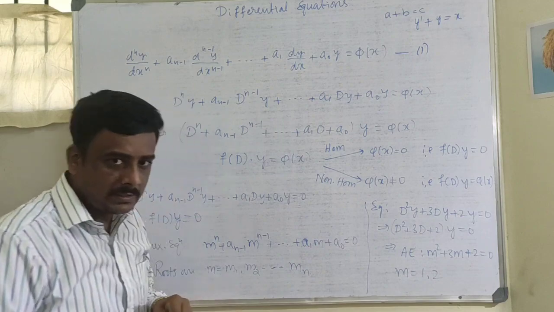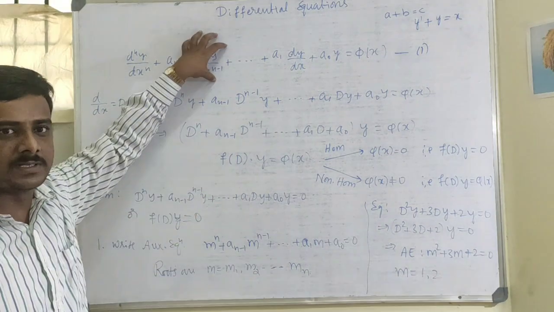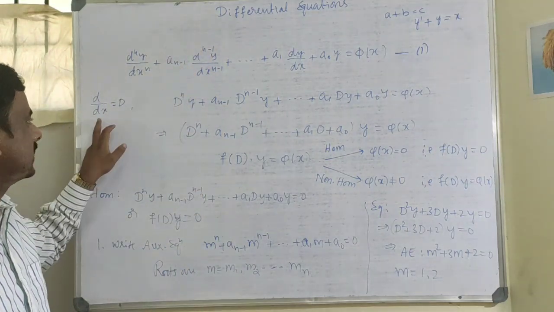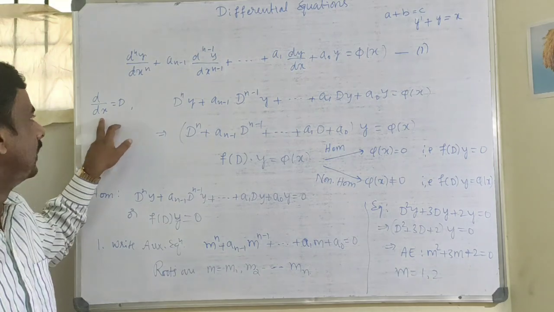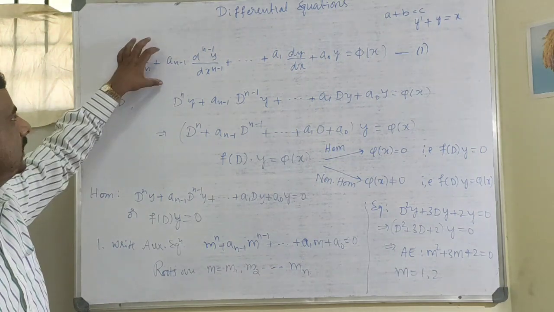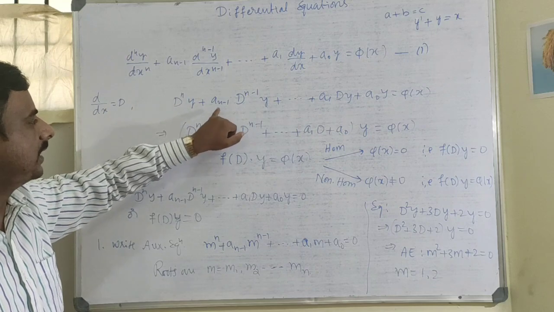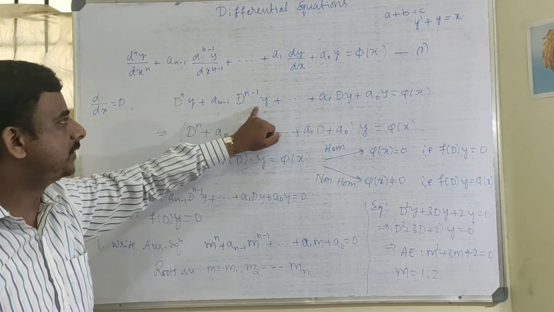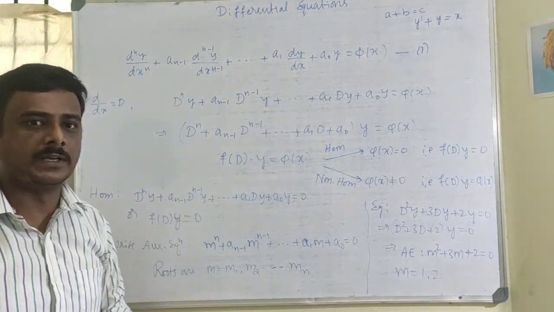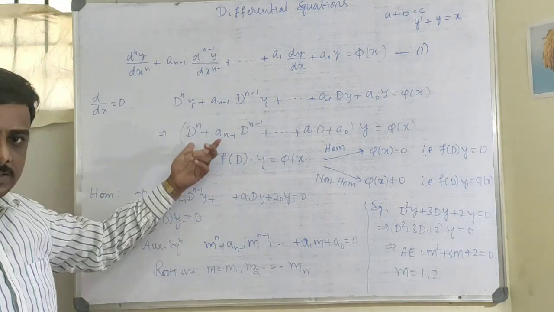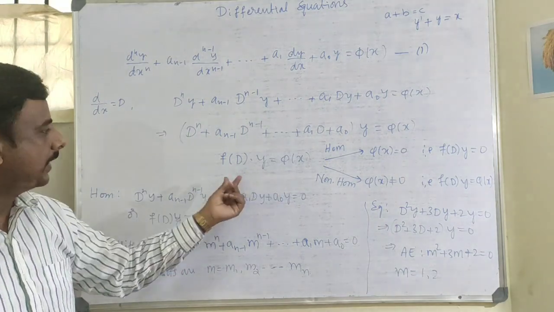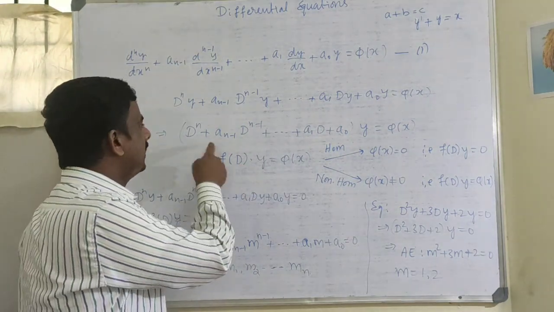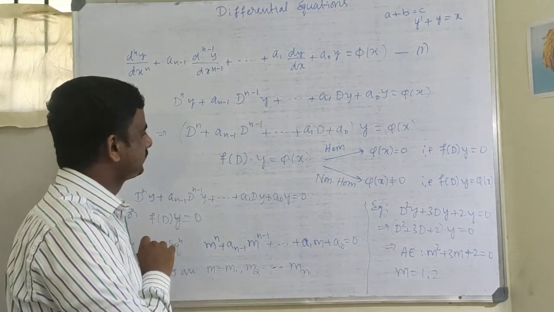Now, writing this expression each time may be difficult, so I will make an alternative arrangement to simplify it. Instead of d by dx, I will write capital D. Then this expression takes the form d power n y by d power n, that is D^n y, plus a n minus 1 D^(n-1) y, and so on, plus a naught y equal to phi of x. Simplifying this further, it reduces to f of D into y equal to phi of x, where f of D denotes a polynomial in the variable capital D.